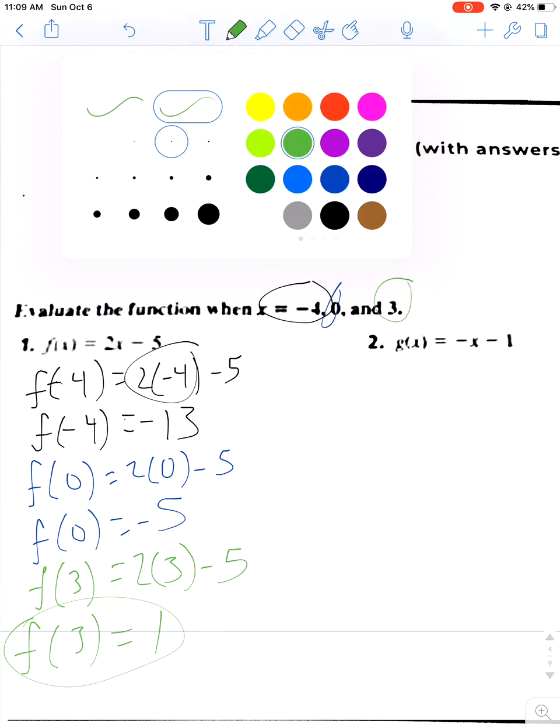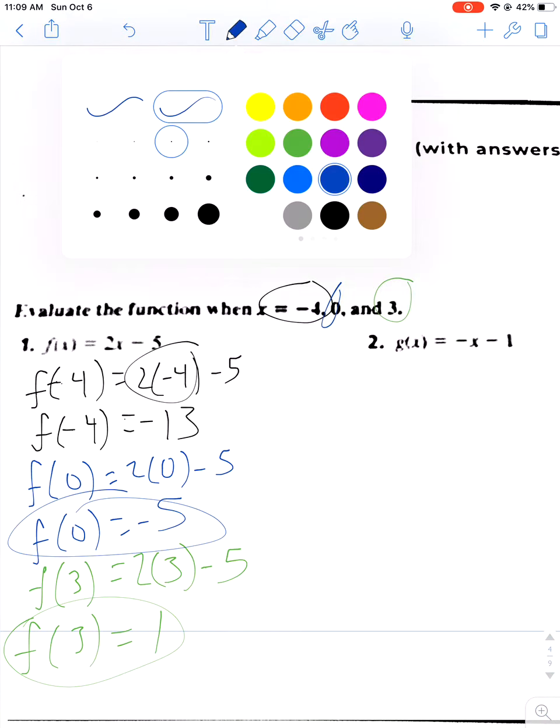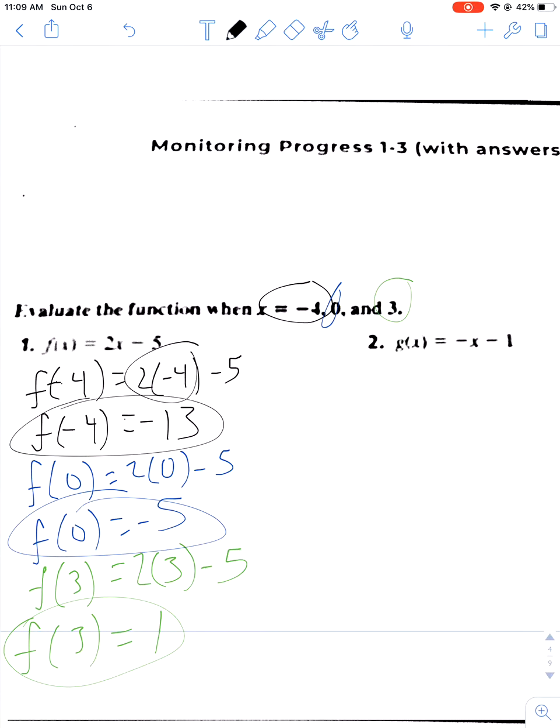And there we go. That's how we're going to solve these. So let's check. How'd you do? Did you get all 3? Did you get 1? Did you get 2? Hopefully you got all 3.